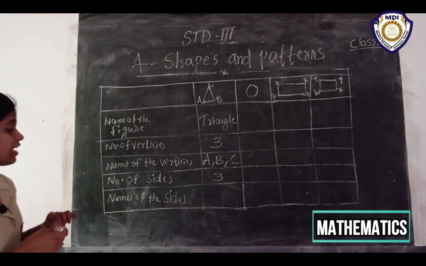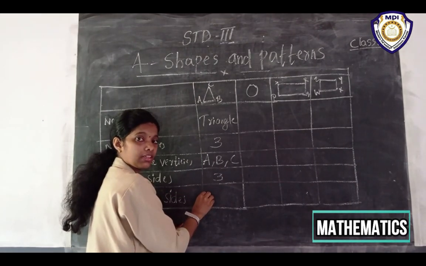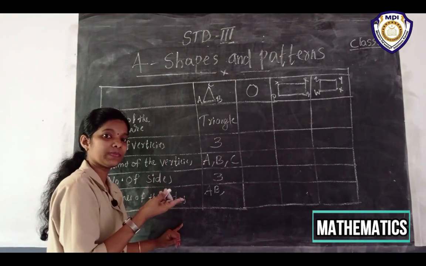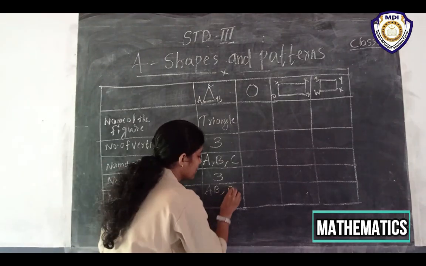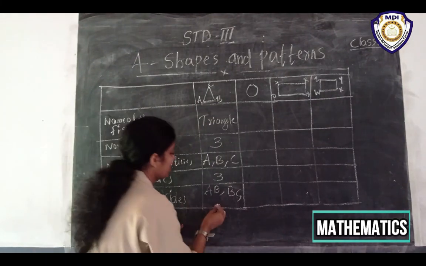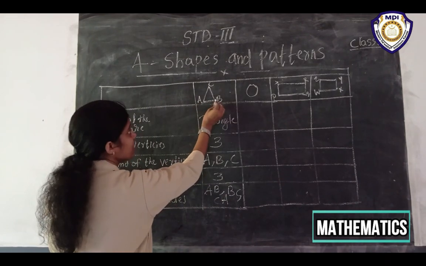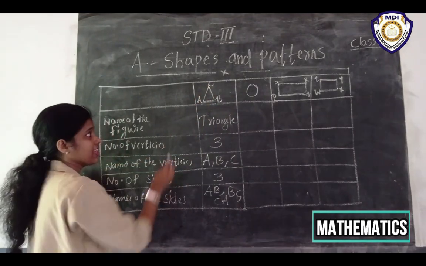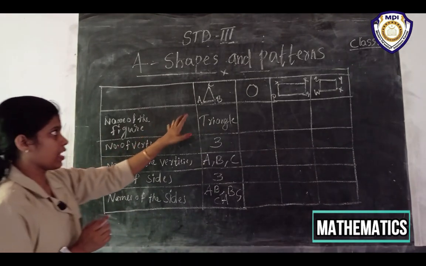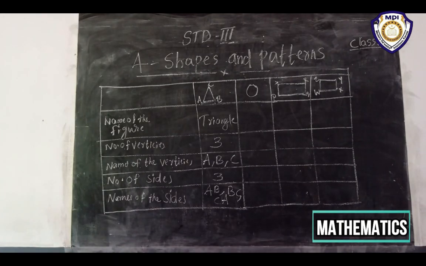Our next question is name of the sides. A, B, correct. Another side, B, C. Another, C, A. Good, children. Sides are A, B, B, C and C, A. Okay, write it.